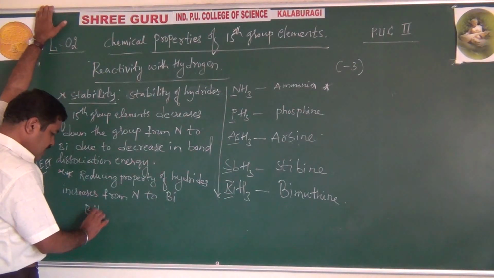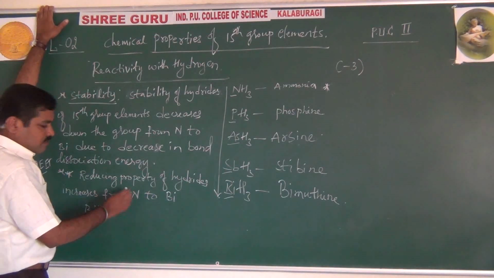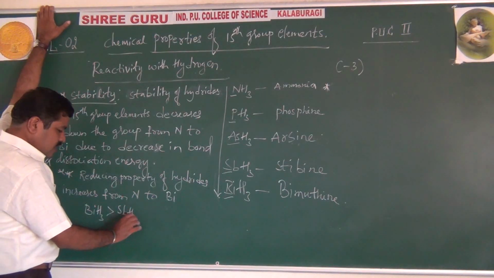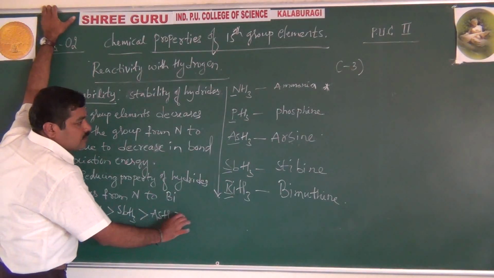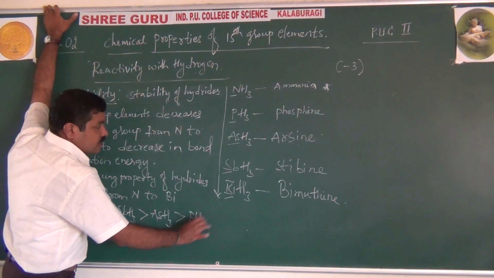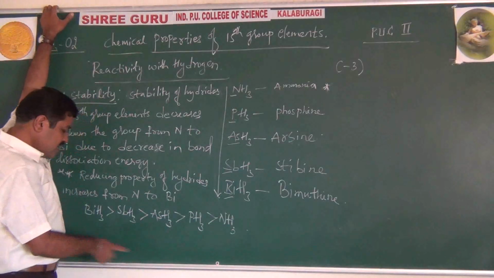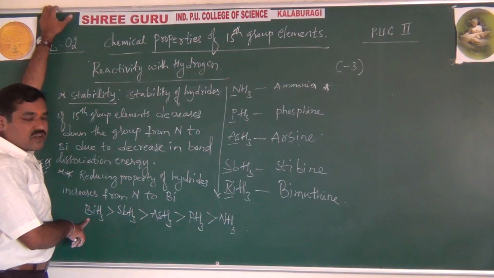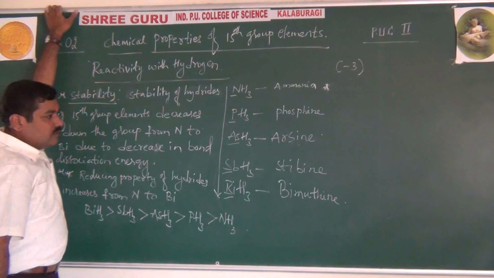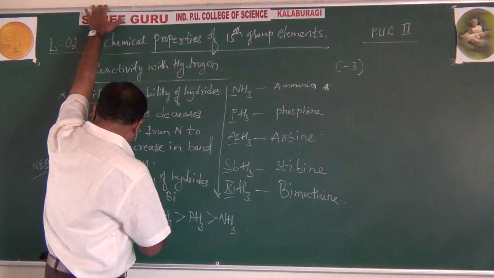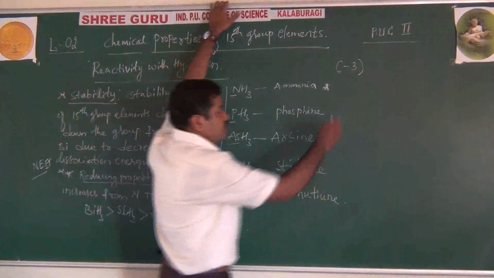That is, BiH3 is more reducing than, after bismuth, antimony SbH3, right? Then arsine AsH3, then phosphine PH3, then ammonia. Ammonia is the weakest reducing agent and bismuthine is the strongest reducing agent. Remember. Okay? This is regarding the reducing property. Then coming to the next, very important thing.